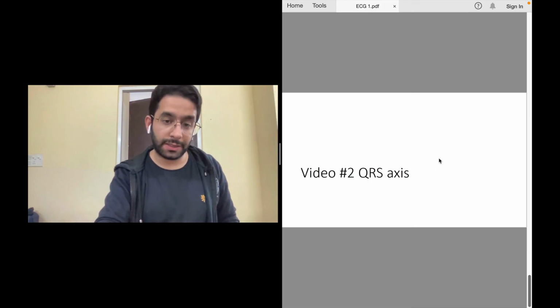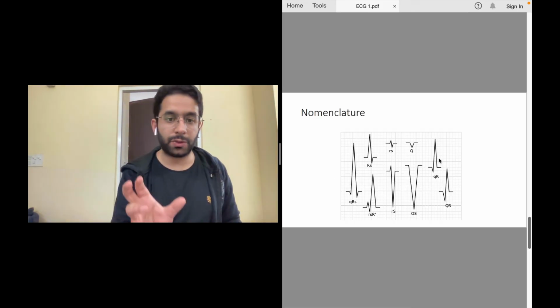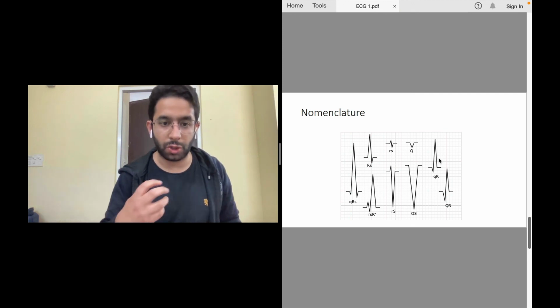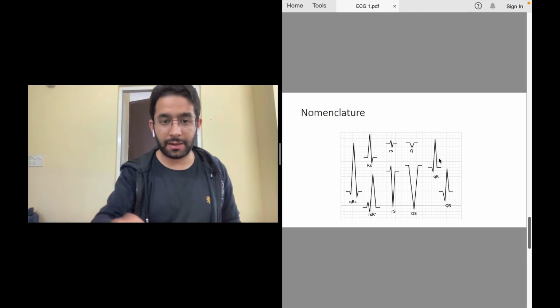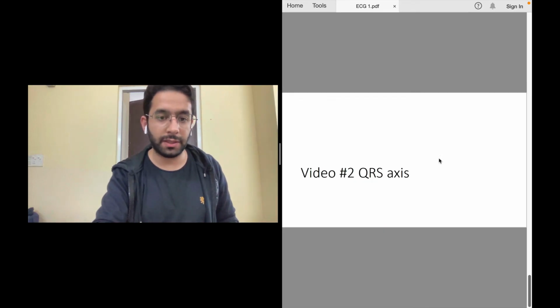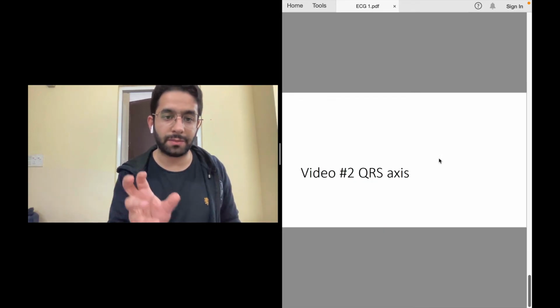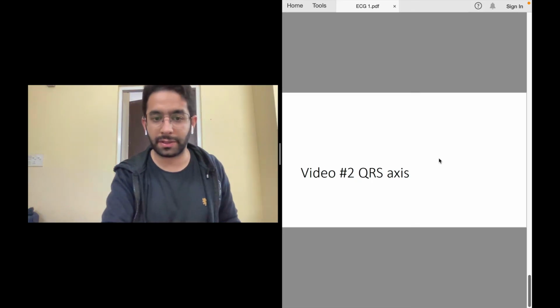And in subsequent videos, we will cover how this ECG is actually produced, what is the electrophysiology behind the normal ECG, and the video after that will cover the QRS axis. How do we determine the electrical axis of the heart on an ECG?